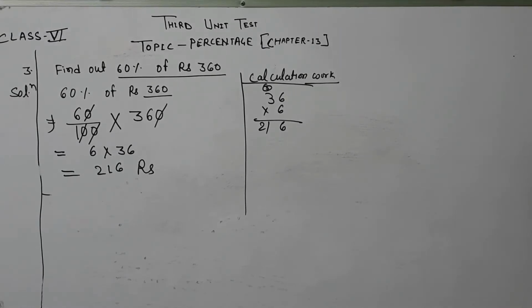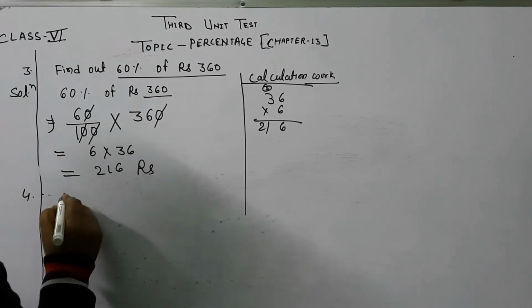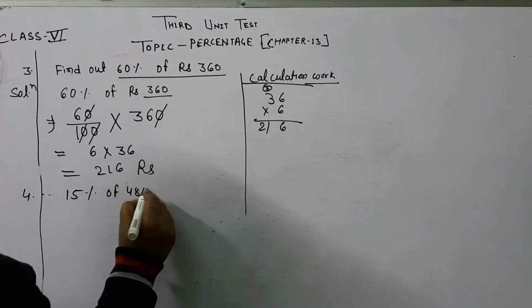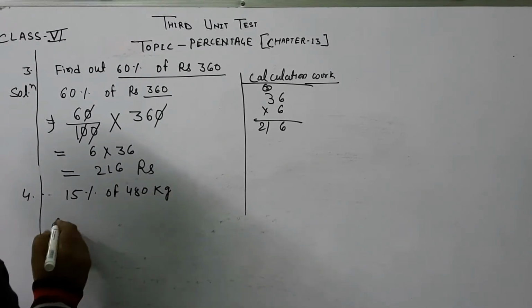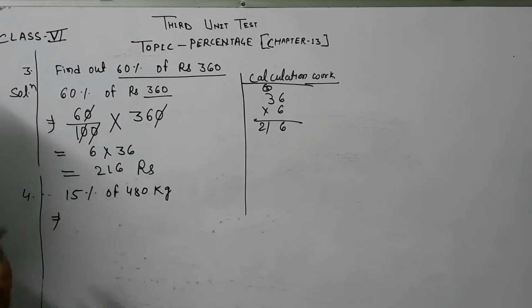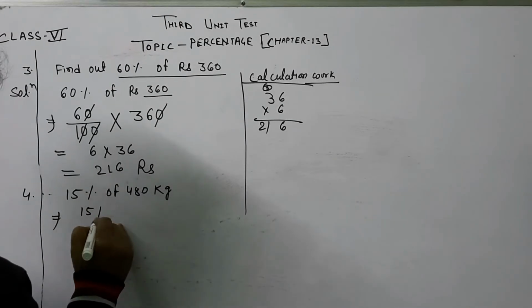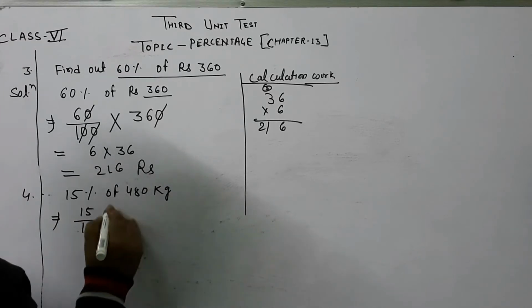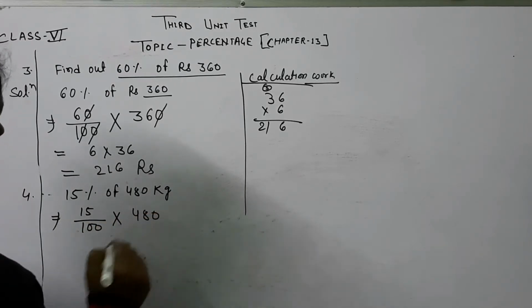Now next question is here, 15% of, same way you have to solve. The next question is the same as question number 3. 15% of 480 kg. So what I told, percent, that means per 100. 15%, that means 15 divided by 100. Of means multiply. 480, write as it is, 480.